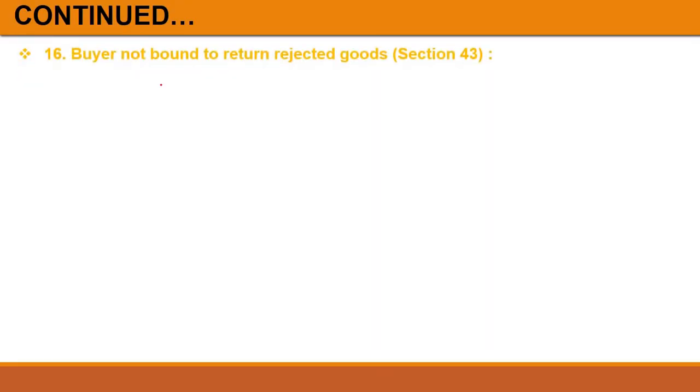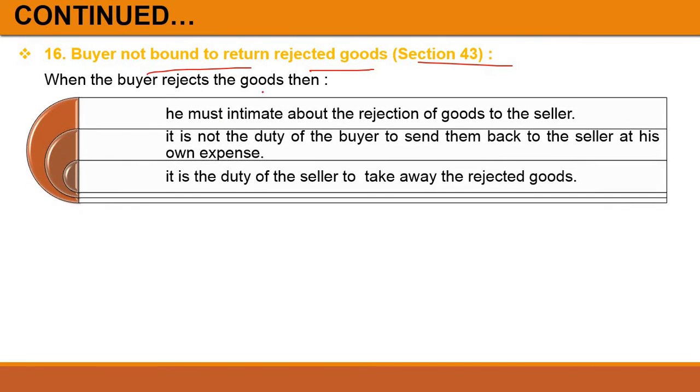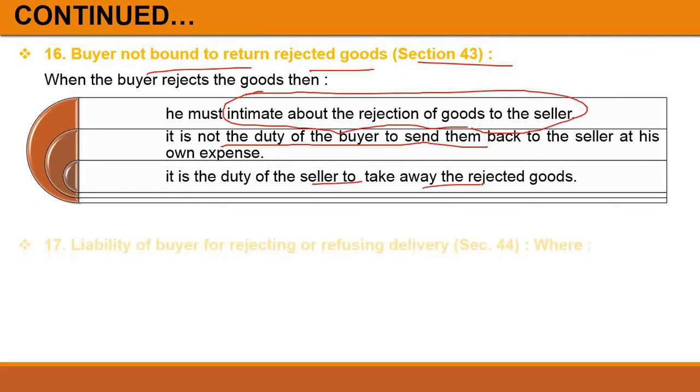Next is buyer not bound to return the rejected goods. Now this is a very interesting section, section 43. It says that if wrong goods have been delivered to the buyer, he may reject them. When the buyer rejects the goods, he must intimate his rejection, that is, he will have to tell the seller that he wants to reject the goods. But it is not the duty of the buyer to send the goods back. Seller will be taking back the goods. It is not the duty of the buyer to resend them. So it is the duty of the seller to take away the rejected goods.